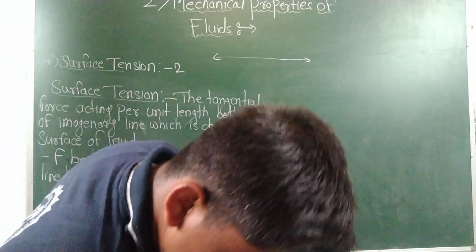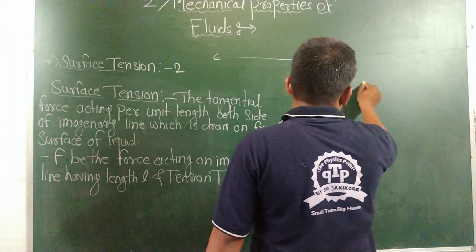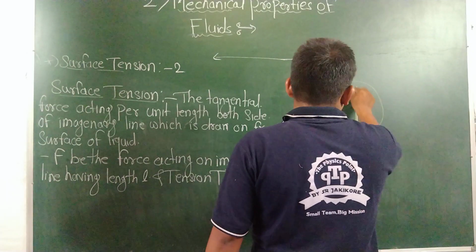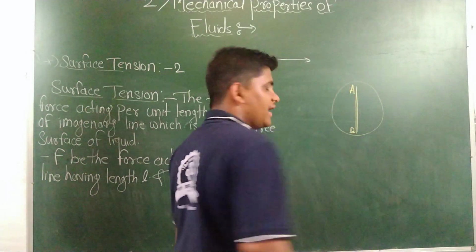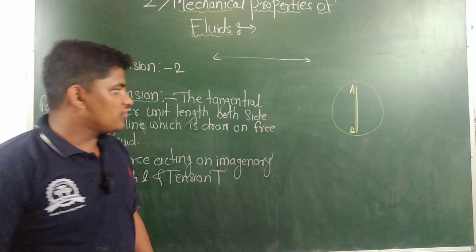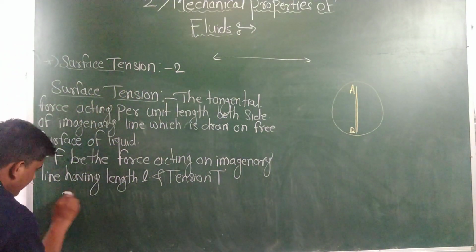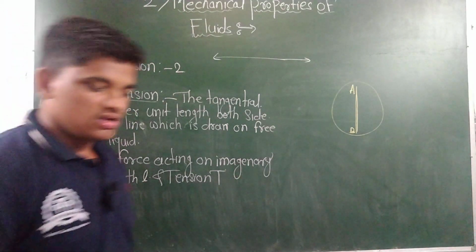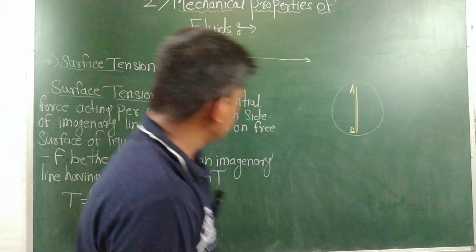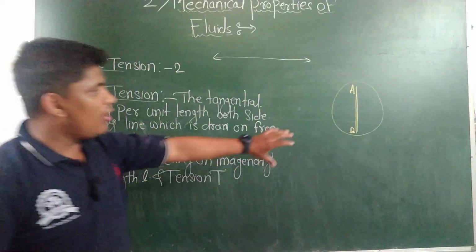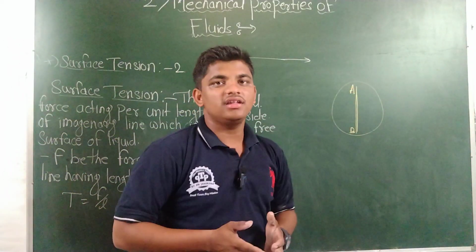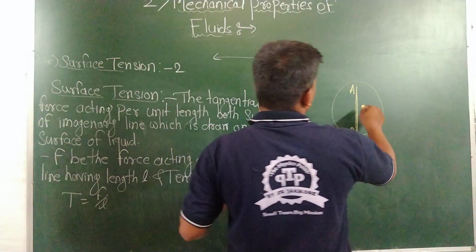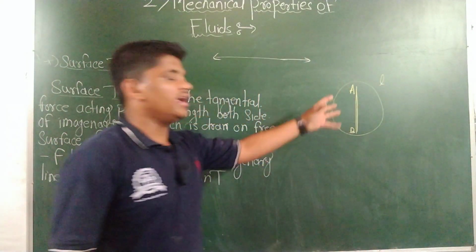Okay, I will draw one of the smallest molecules. This is our molecule. I will draw one line, that is line AB. Some forces act here. The tension T is equal to force per unit length. That is the definition and equation of the tension. Consider an imaginary line AB, and let L be the length of that line AB.